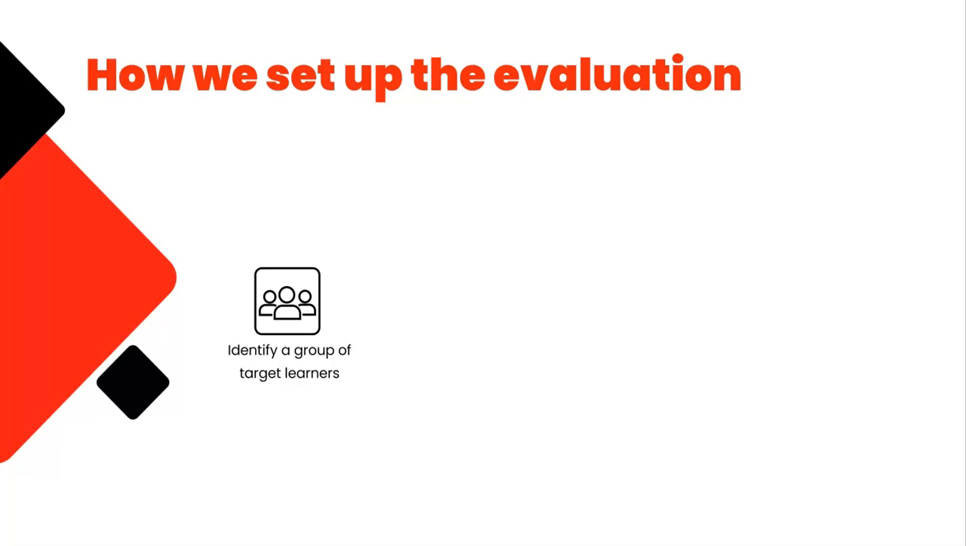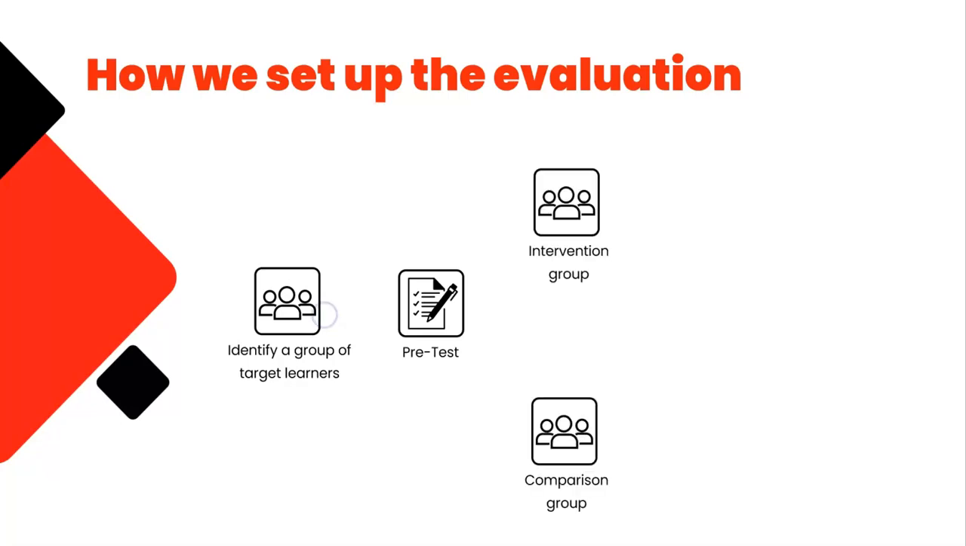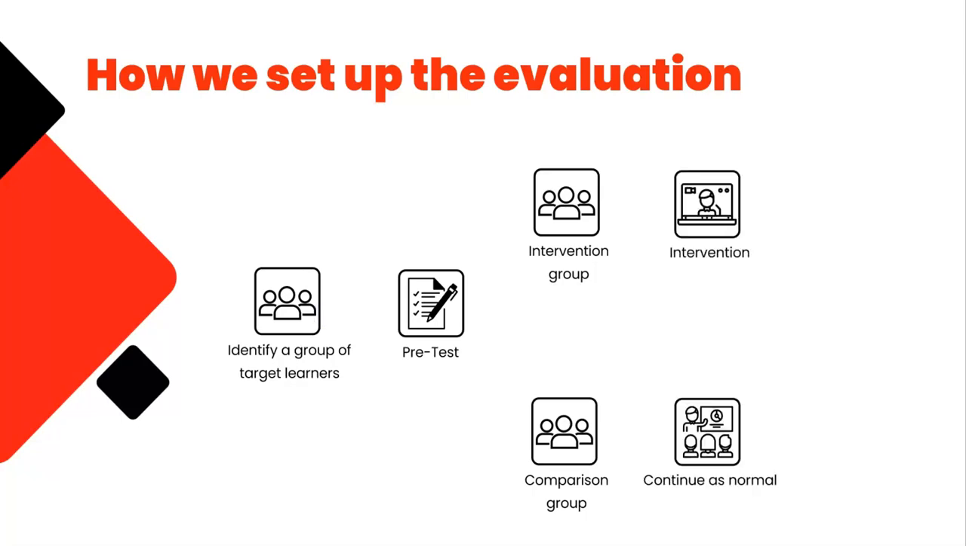The first thing we ask you to do is identify a group of target learners. You'll then complete the pre-assessment task. Then the What Worked Teaches platform will randomly allocate the learners into an intervention group and comparison group. The intervention group will use this for the duration of the trial. The comparison group will continue as normal.